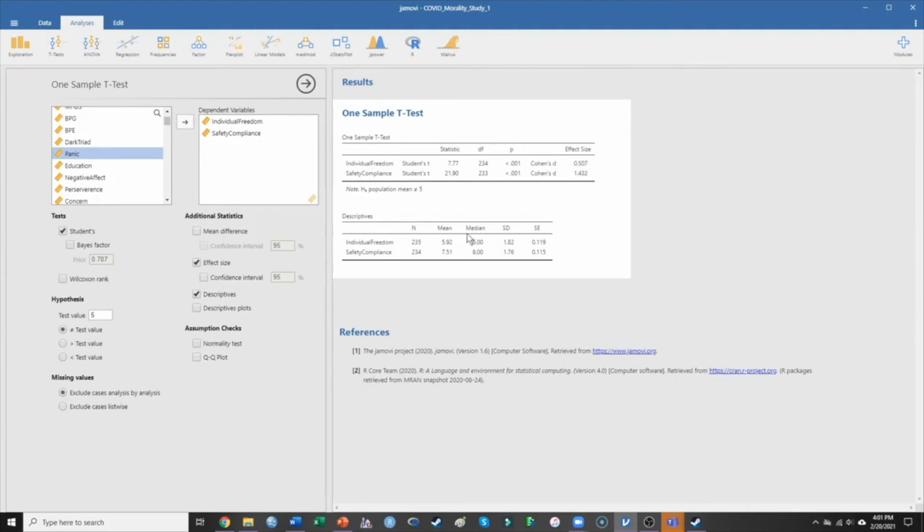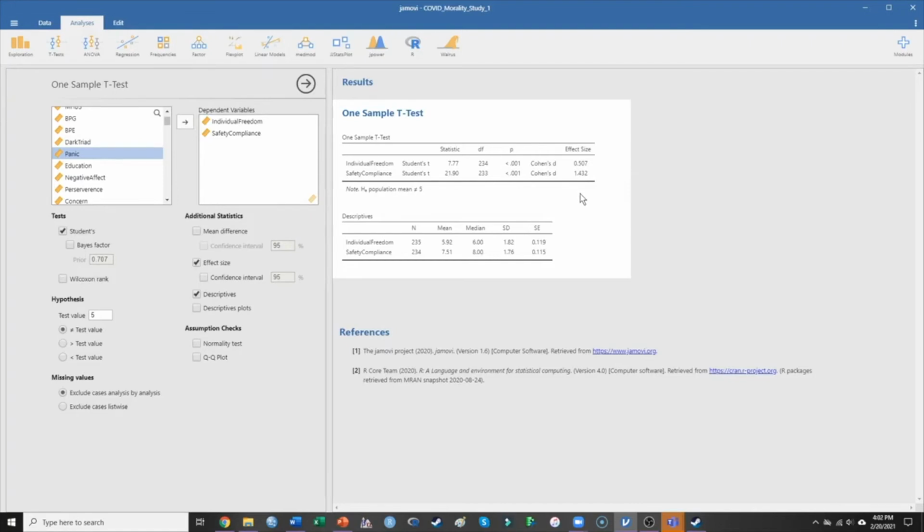And so what we can see here is this 0.92, that's about half a standard deviation larger, and that's what we're seeing right here. And so our conclusion here would be that people are roughly half a standard deviation larger on support for individual freedom than the midpoint of the scale. We see a much larger effect here with safety compliance. This was actually 1.43 standard deviations higher than the midpoint of the scale.